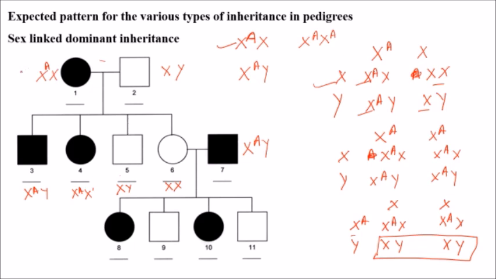Here you have seen in generations 1, 2, and 3, in all three the generation is not skipped. When the male is affected, only females will be affected, the baby girls will be affected, while their sons will be normal. The next point is when a female is affected and the male is normal and she carries the allele on only one of her X chromosomes, what will happen? 50% of the progeny will be affected and 50% will be normal. So these are some expected patterns for sex linked dominant inheritance.